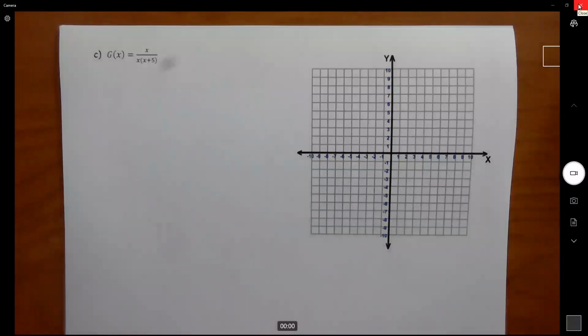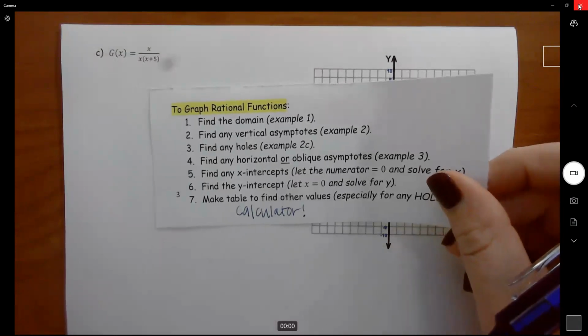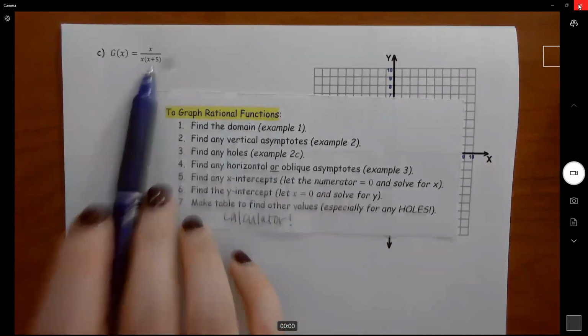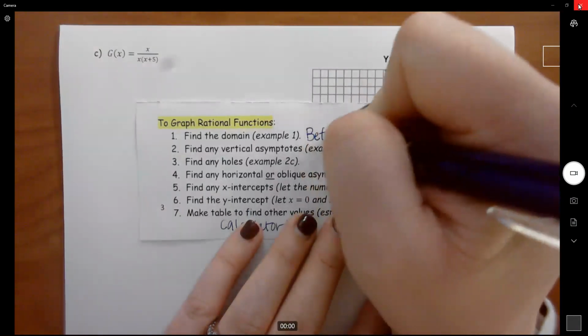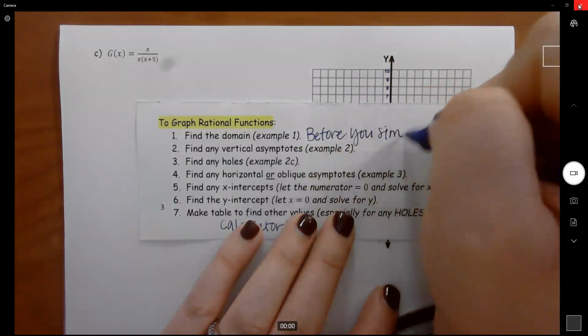All right, this is a continuation of the last video. We are graphing rational functions, and we are graphing them by using these 7 steps. So the first thing we want to do is find the domain. And when I find the domain, this always needs to be before you simplify.